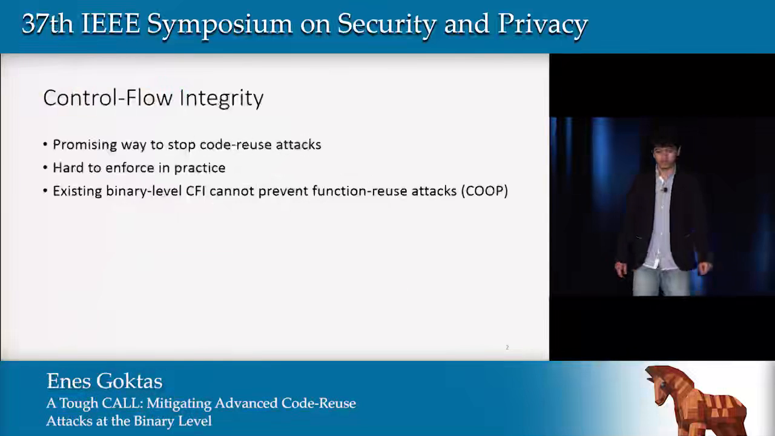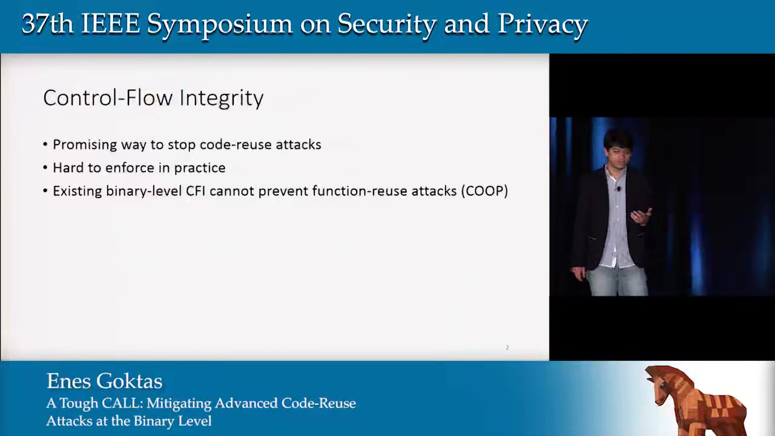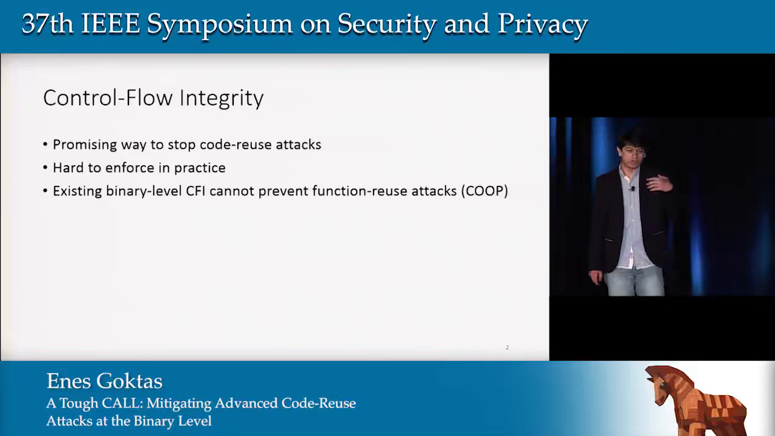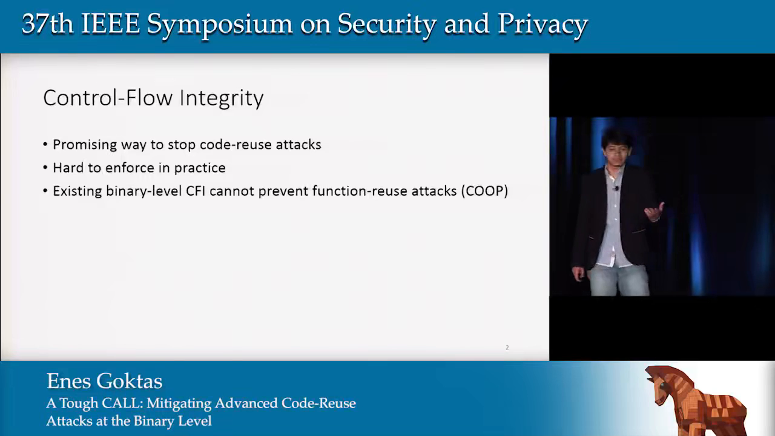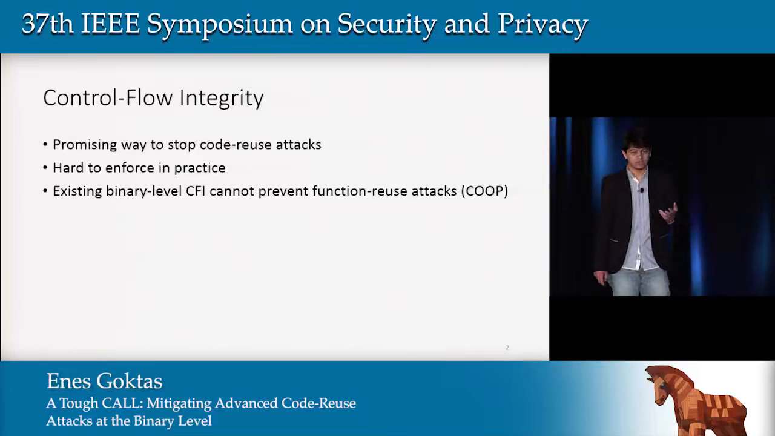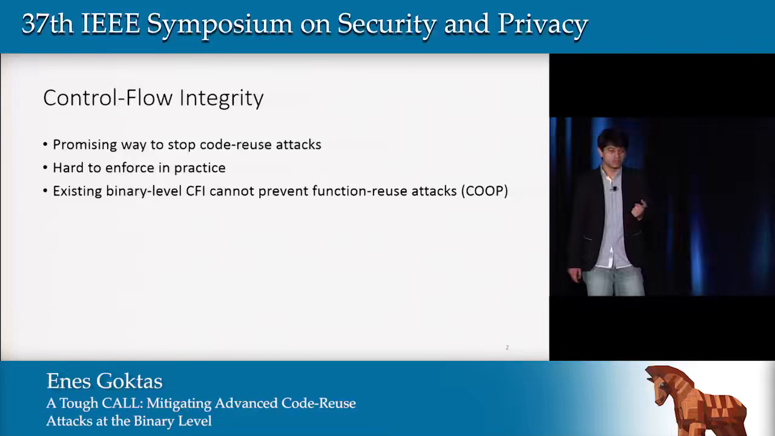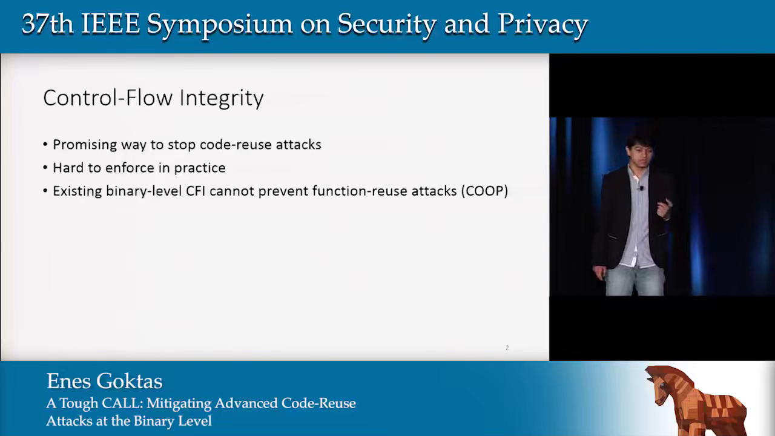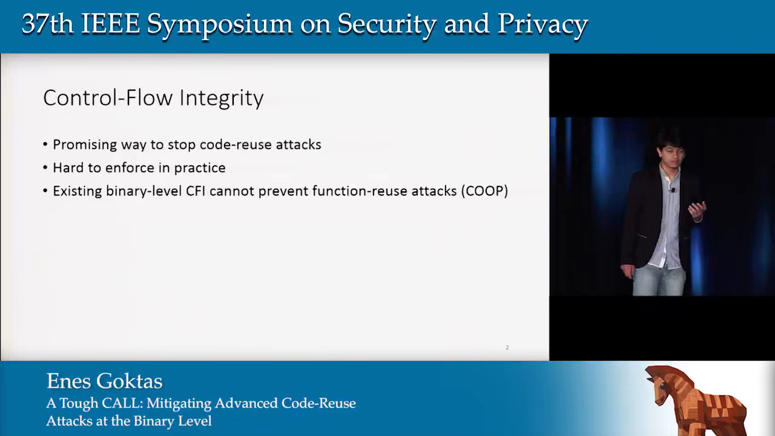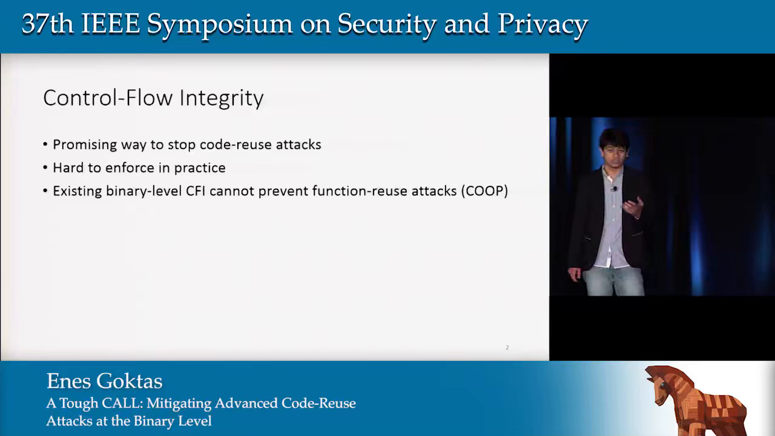Control flow integrity is a very promising technique to stop code reuse attacks. Control flow integrity modifies the program such that it enforces certain constraints during runtime, which hinders the capabilities of attackers. However, it is not that easy to enforce a very good control flow integrity in a program, especially at the binary level, where you don't have the information that's available in the source code.